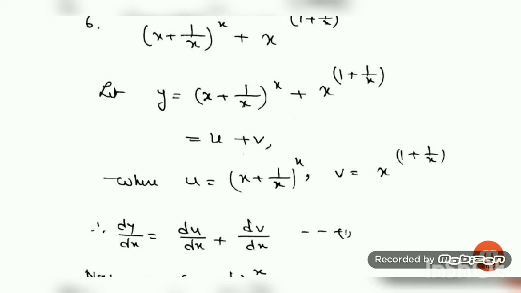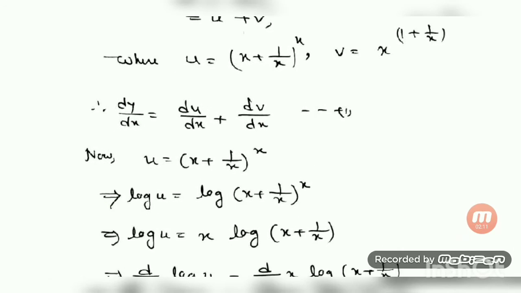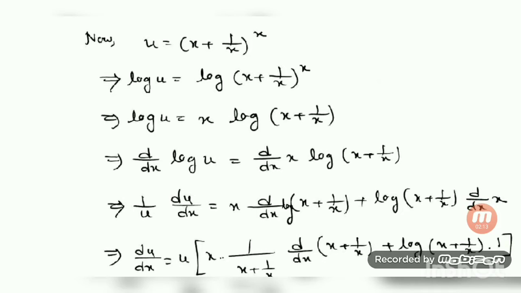Now our aim is to get the values of du/dx and dv/dx. After finding the values of du/dx and dv/dx, we will substitute here in equation number 1 so that we get dy/dx. So first I proceed to u. Your u is (x + 1/x)^x. And as we see here, the power is a variable. That's why we take log on both sides.